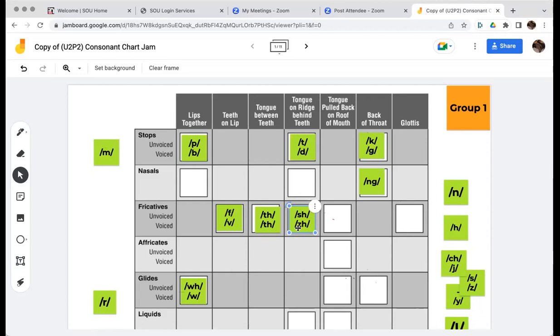So Chanel, can you say the sound of M? The sound of M is mm. What part of your mouth is important there? Lips or tongue? Your lips. And are they open or closed? And where's the air coming out? Your mouth or your nose? Your nose. And is it voiced or unvoiced? Voiced. Yes. So we're going to put it under nasals, under lips together. Would you agree with that? Lips together, nasals? Yeah.